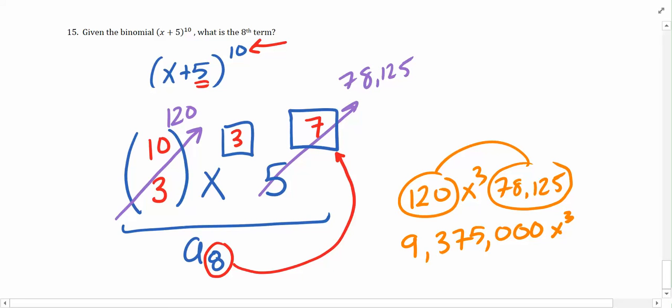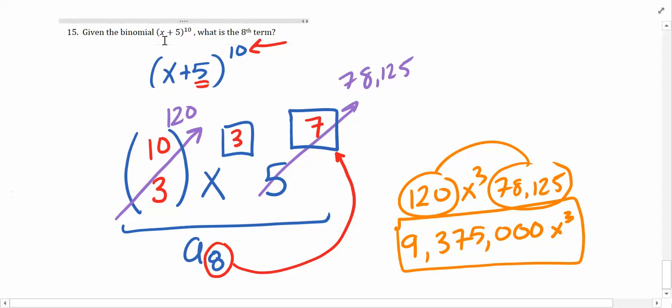So 9,375,000 x to the third is the eighth term of that binomial expansion.